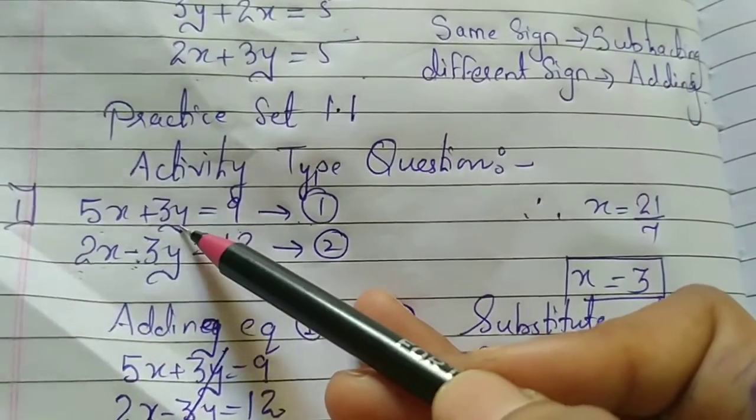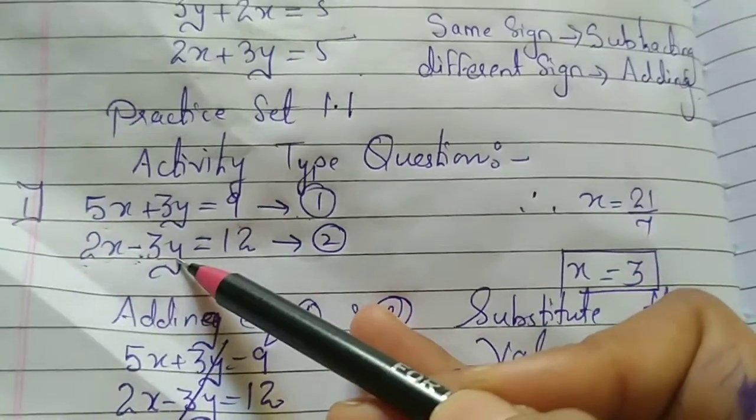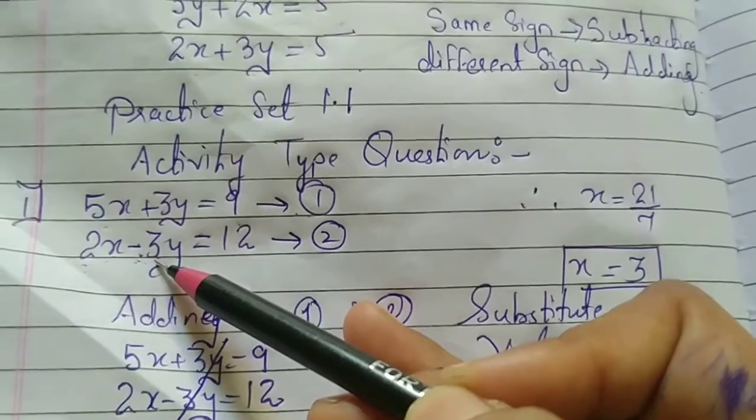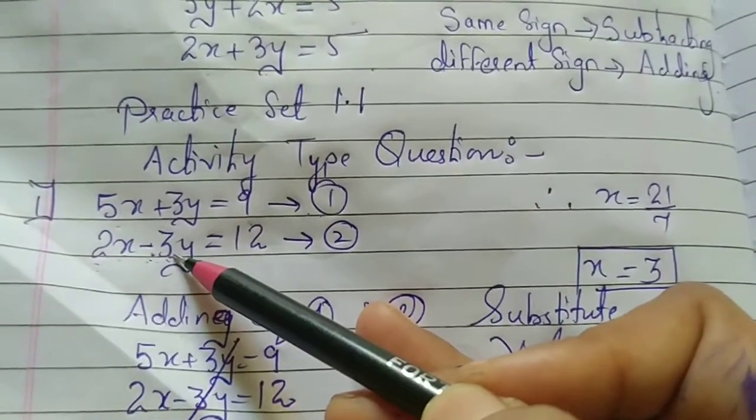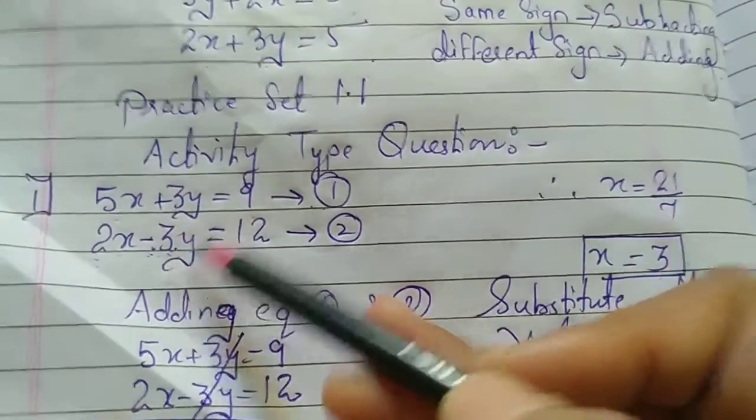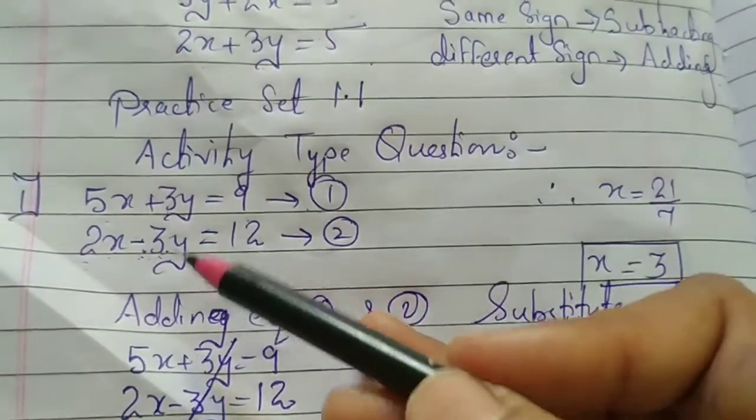Now you can see for y, here the coefficient is 3. Here the coefficient is 3. That means the coefficients are same. So you don't have to make any changes. If the coefficients are not same, then you are going to make the changes. That means you have to make them same. Okay. Here it is already same, so you need not change the coefficients.